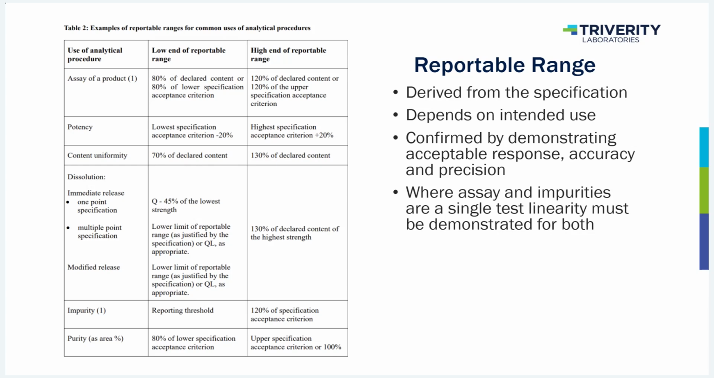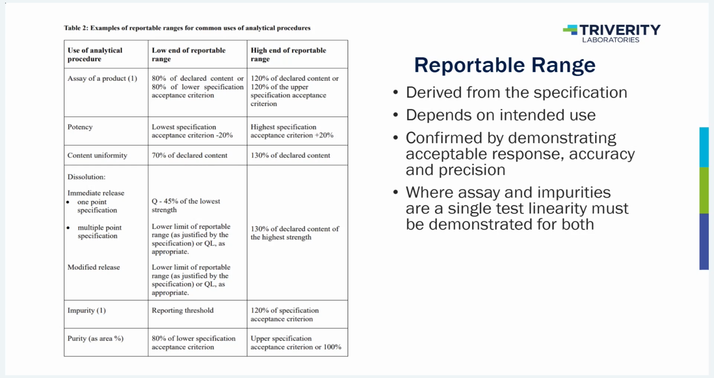You don't want to go crazy. If it's 0.05% to 10%, that's not reasonable. You're not going to have 10% of an impurity. You might have 0.5% of an impurity. So maybe it's 0.05 to 1%. So I like to be a little bit more conservative in my impurity ranges.